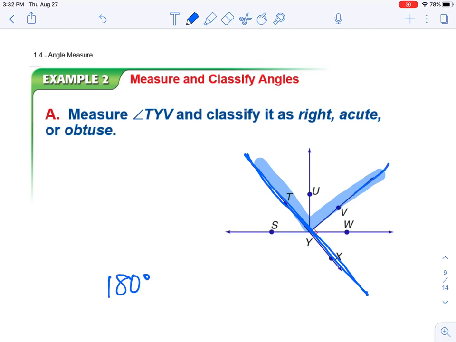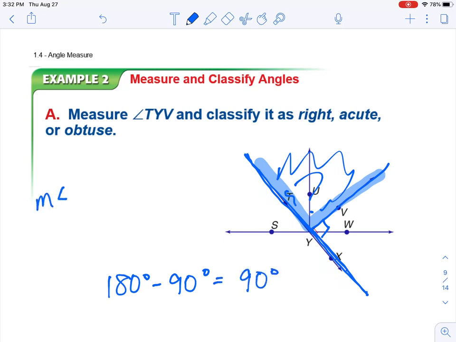And we know that this angle VYX equals 90 degrees. So if we subtract those, we should be left with this leftover portion here, which is what we want to find. So 180 minus 90 equals 90 degrees. That means the measure, make sure you're labeling it correctly, of angle TYV equals 90 degrees, and that is a right angle.